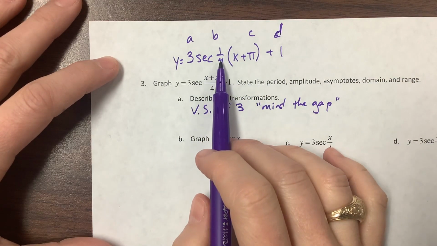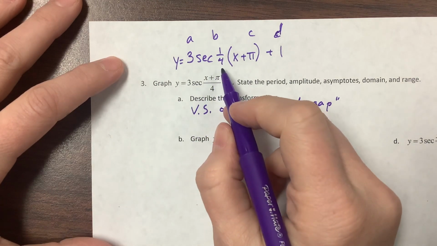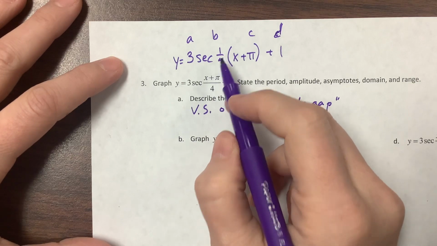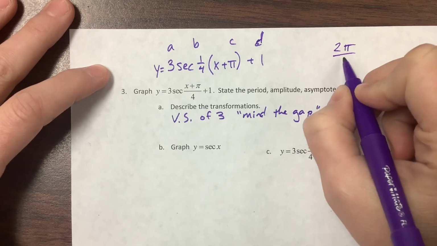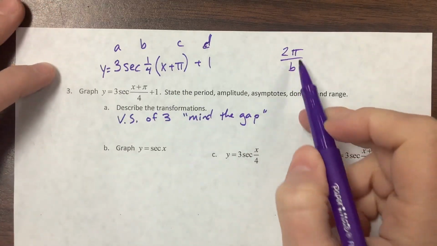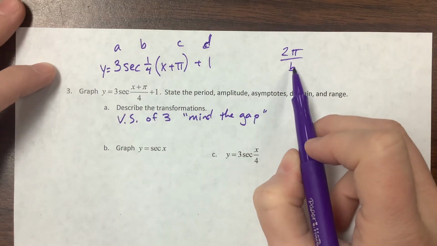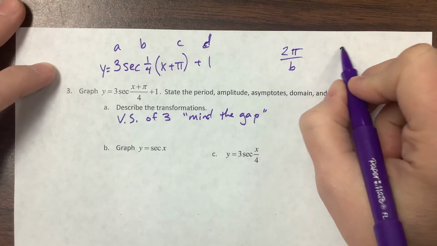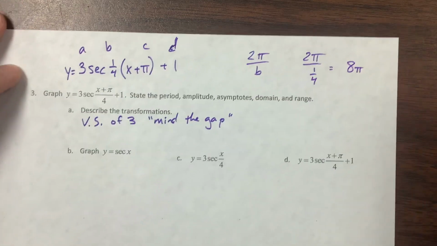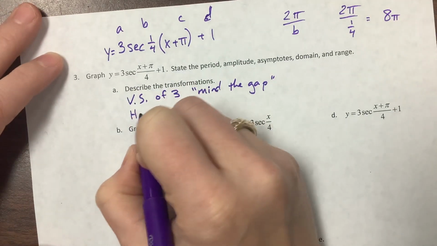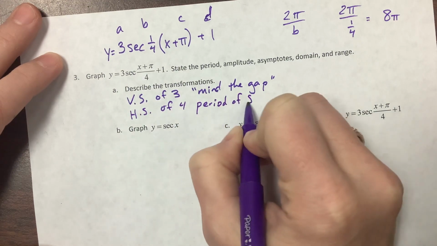Then this one, the b value changes the period. Okay, so it's a vertical stretch of 4. I lied to you. It is a horizontal stretch of 4. And the period is 2 pi over b. It's the period of the parent function. Since secant's parent function has a period of 2 pi, we have 2 pi over 1/4, which means we now have a period of 8 pi. So it's a horizontal stretch of 4, and that gives us a period of 8 pi.